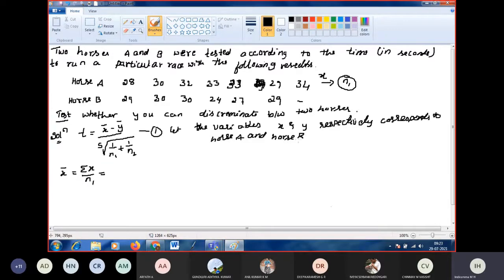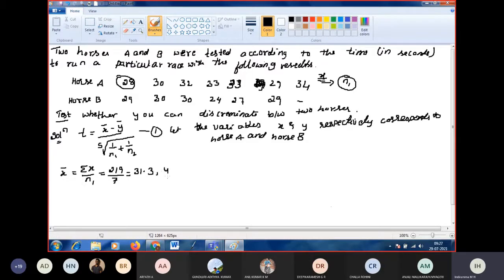So what did you get for the summation of x? 219, divide by n1. As I told you, n1 is the number of terms in horse A. How many terms are there? 1, 2, 3, 4, 5, 6, 7. Total 7 terms are there. So x bar, the mean for the x values, is 219 by 7, that is 31.3.